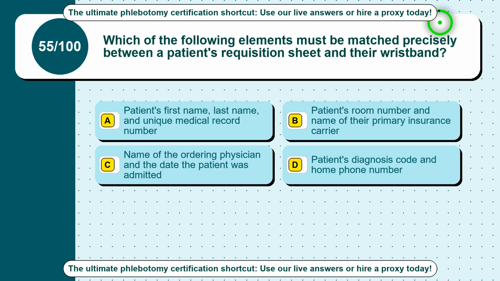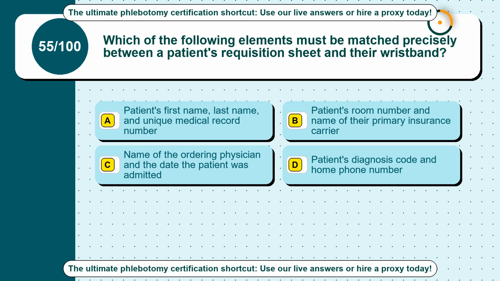Question 55. Which of the following elements must be matched precisely between a patient's requisition sheet and their wristband? Option A, patient's first name, last name, and unique medical record number. Option B, patient's room number and name of their primary insurance carrier.